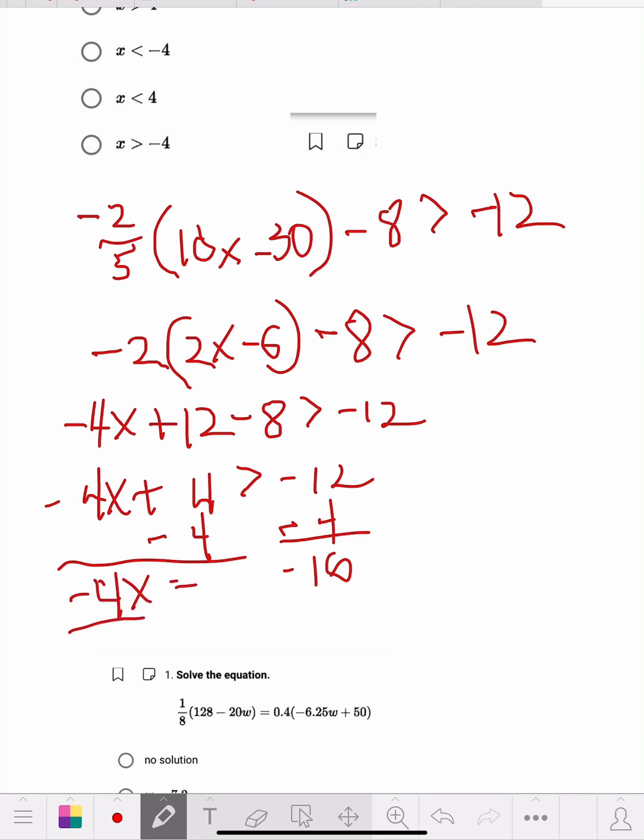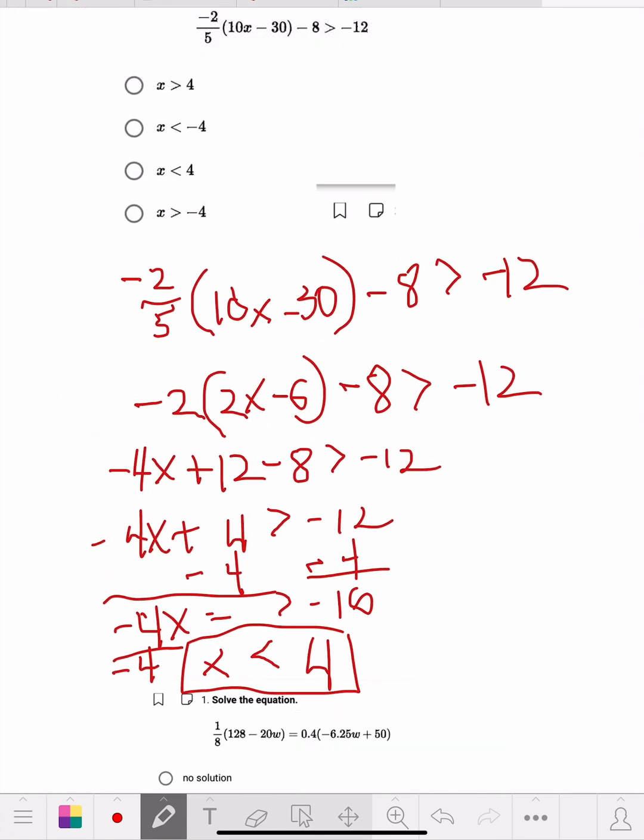16 divided by negative 4. So we got x. Now, the key here, right, okay, is you have to flip the sign. When you divide by a negative or multiply by a negative, you flip it, okay? So the sign is now flipped, okay? So instead of being greater than or equal to, it's x is less than. Now, 16 divided by negative 4, a negative divided by a negative is going to be a positive. So the answer is x is less than 4, okay?